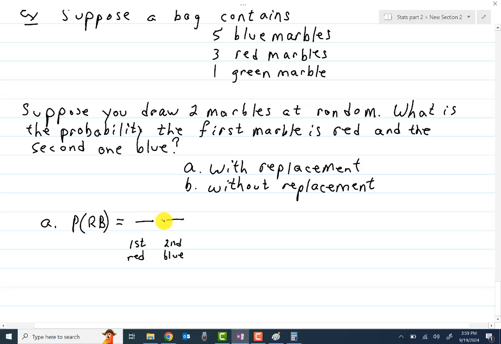All right, so we'll set it up. Now we're doing with replacement, part A, so there's a total of 9 marbles in the bag, and there's 3 red ones. So 3 out of 9 for the first selection. Now, since you put the marble back, all the marbles are still there for the second choice. In that case, you have 5 blue marbles out of 9 marbles. And as a decimal, I got 0.1852.